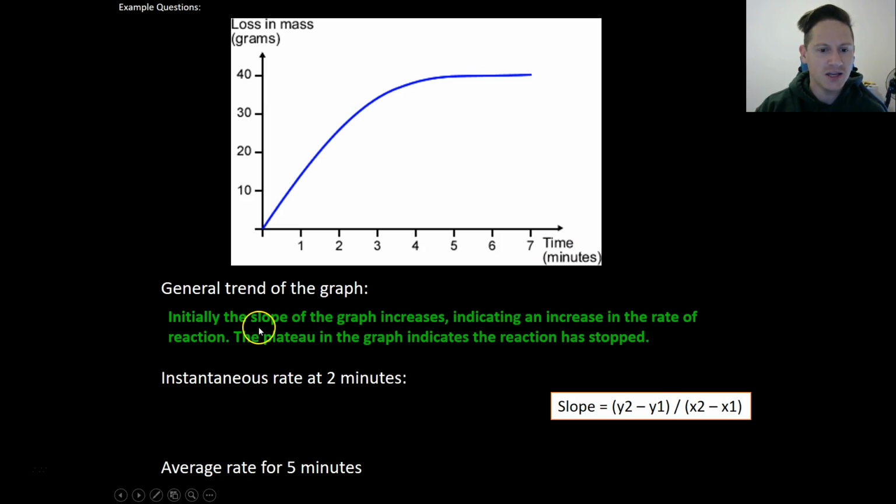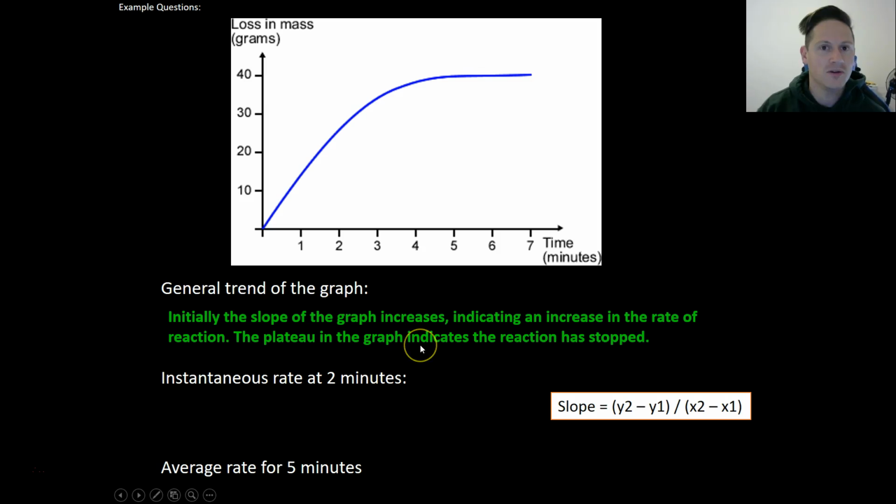So we're saying initially the slope of the graph is steep, indicating a high rate of reaction. That's because the slope is quite steep at the beginning here. The plateau in the graph indicates that the reaction has stopped. Plateau means a slope of zero, so the reaction has gone to completion.